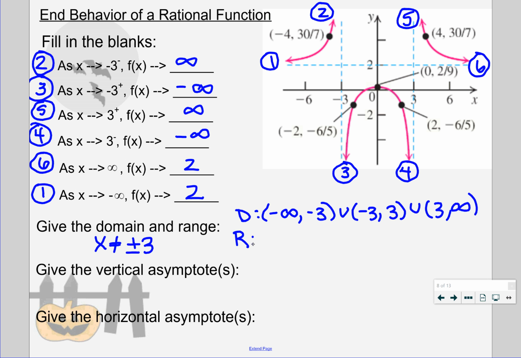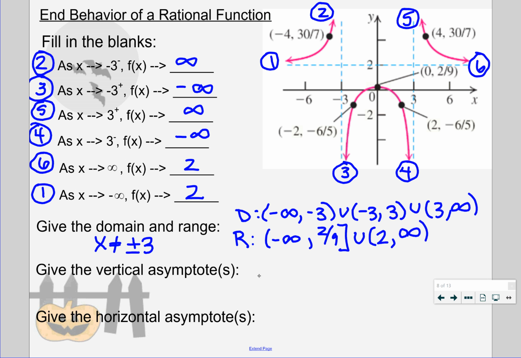Range, you're just going to read off of the graph, bottom to top. What's the lowest this graph goes? Negative infinity. And then that kind of U shape at the bottom goes all the way up to what y value and then stops. 2/9. Would 2/9 have a bracket or a parentheses? It would have a bracket because I do have a point there. It's labeled. Then it jumps to what y value? Or really close to what y value? 2, because it's an asymptote, it's going to be a parentheses, and then it goes all the way up to infinity. So those are those little kind of branches, we call them at the top.